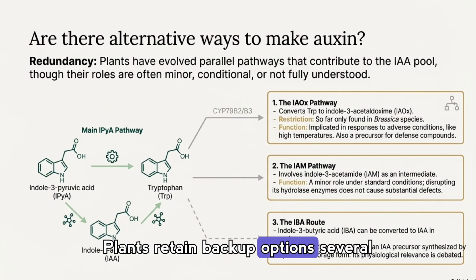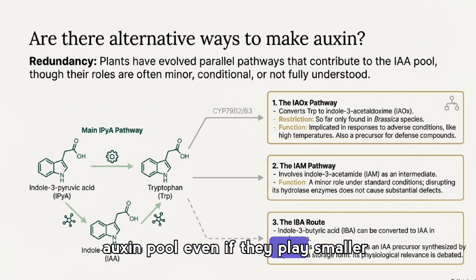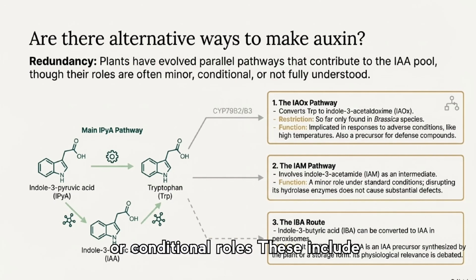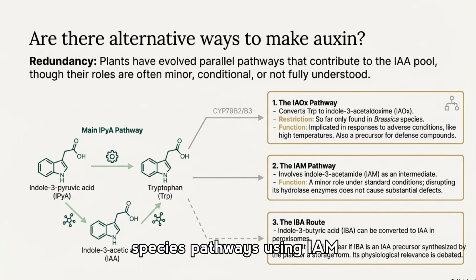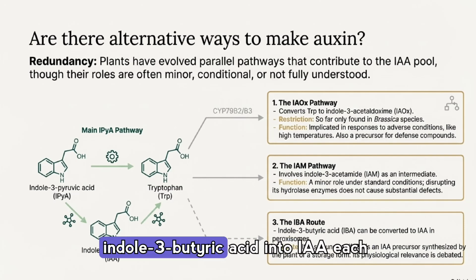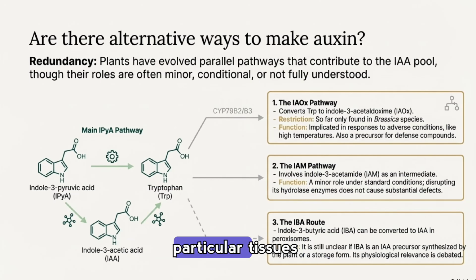Plants retain backup options. Several alternative routes contribute to the auxin pool even if they play smaller or conditional roles. These include the IAOX pathway active in some species, pathways using IM intermediates, and routes converting indole-3 butyric acid into IAA, each adding redundancy that can become important during stress or in particular tissues.